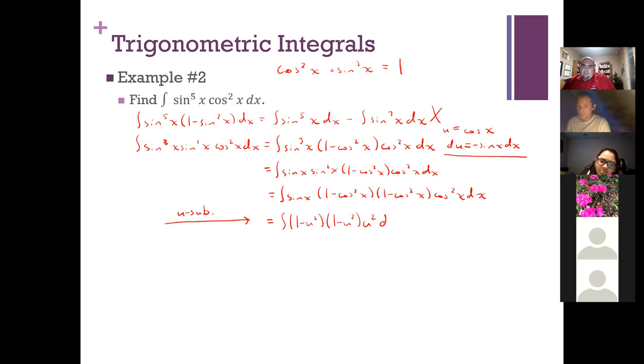Okay. Negative, yeah, there you go. So yeah, we have to have a negative because in this case du is equal to negative sine of x dx. So we have to respect that negative sign. From here, we have a little bit of expanding to do. Putting these first two brackets together will become 1 minus 2u squared plus u to the fourth.